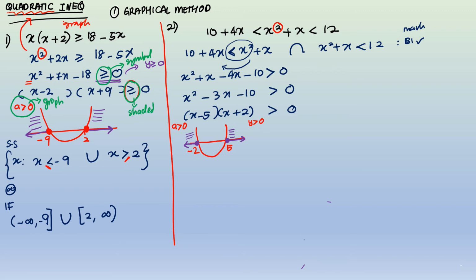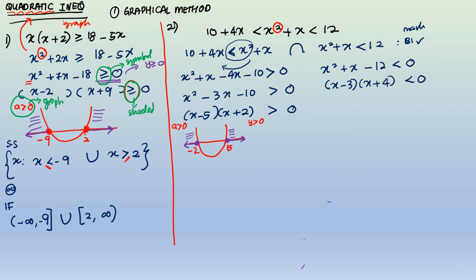So next, we are not done yet because we have another part of the question. So let's solve this one. It is x squared plus x minus 12 less than 0. So we factor it, it will be (x minus 3)(x plus 4) less than 0.